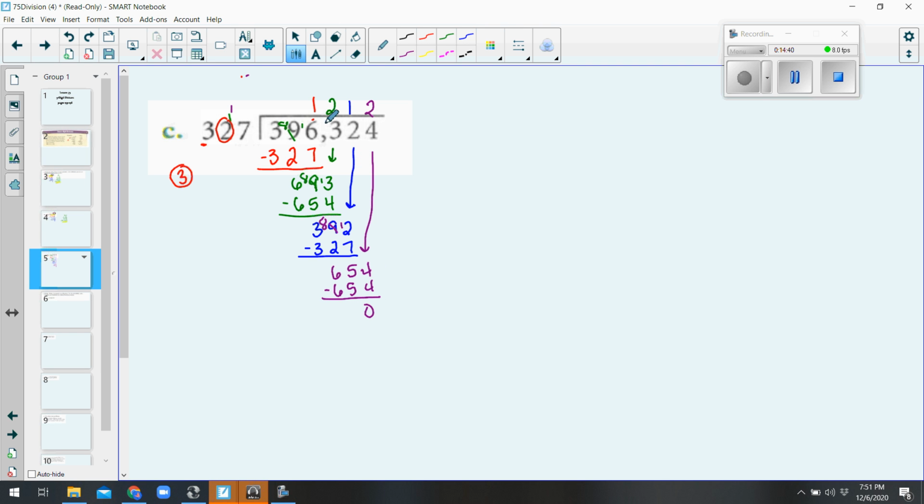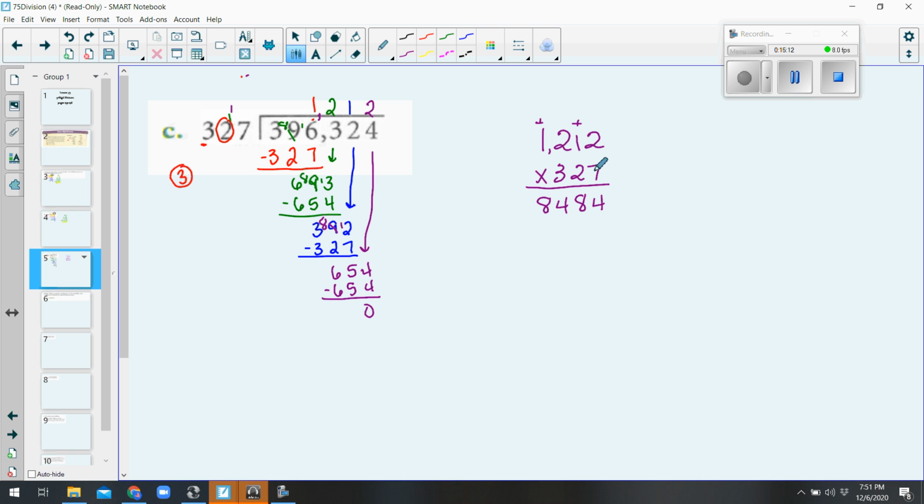So I'm saying that my quotient, my answer is 1,212. Now we need to check. So I'm going to say 1,212 times my divisor, 327. So 7 times 2 is 14. 7 times 1 is 7, plus my 1 is 8. 7 times 2 is 14. And 7 times 1 is 7, plus my 1 is 8.